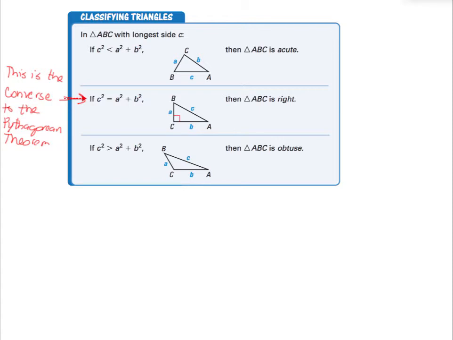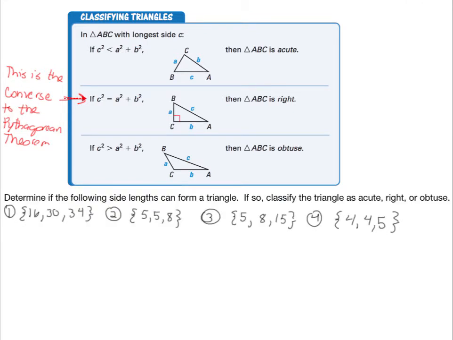Okay, for our next example, we're going to determine if the following side lengths can form a triangle and then classify the triangle as acute, right, or obtuse. Example 1, our longest side is 34, so I'm going to check and see if 6 plus 30 is greater than 34. Since 36 is greater than 34, we know we can form a triangle.